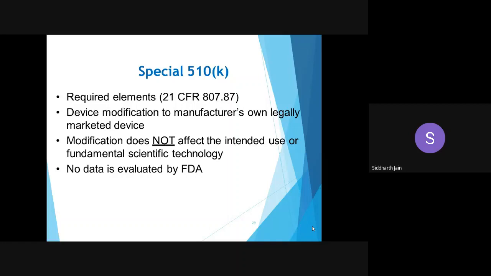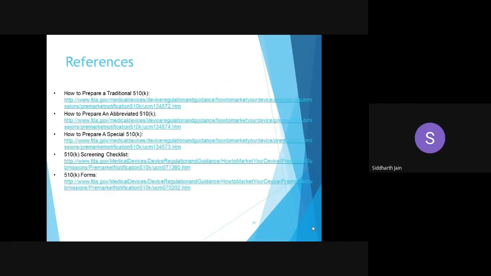No data is evaluated by the FDA. In that case, the data will not be evaluated again by the FDA for the special 510K, because you already have 510K clearance. You are only making certain modifications to the application which you have already received. So these are the three types of 510K, and mostly we use the traditional type of 510K. Next slide. Again, these are the different links on how to prepare a traditional or abbreviated 510K. You can go and check them.